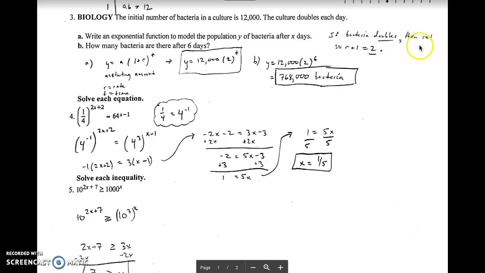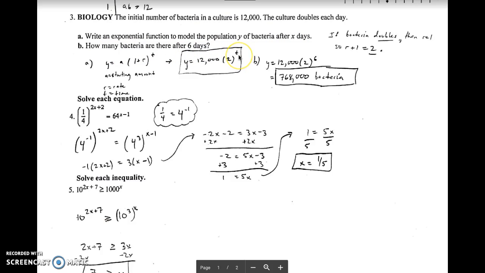So if it's doubling, then r has to be 1 because the base doubling means 2. That means this 1 plus r, or r plus 1, I wrote over here r plus 1, the same thing. That number is going to be 2. So if r plus 1 equals 2, that means r is just 1. So our equation is 12,000 times 2 to the t power, or x if you choose to use x instead of t.